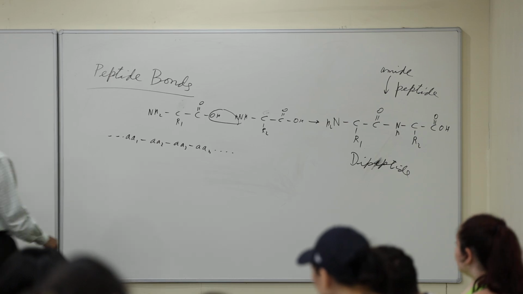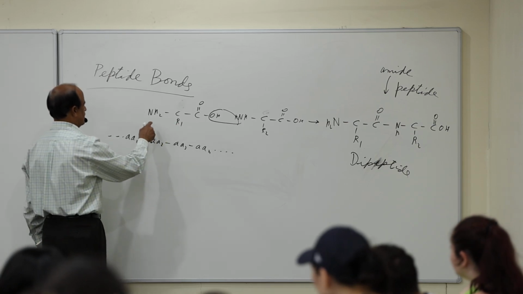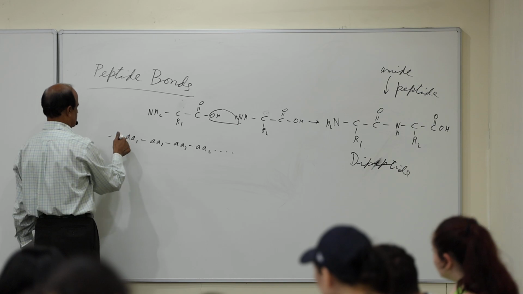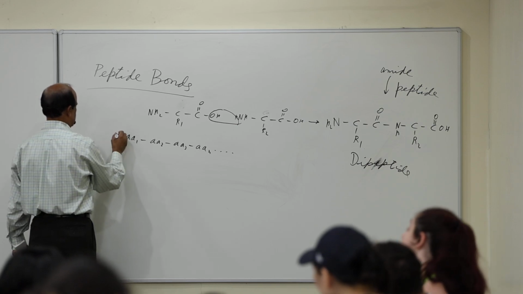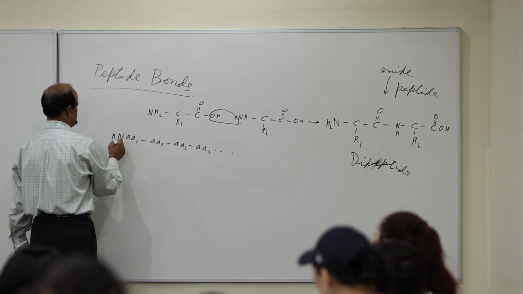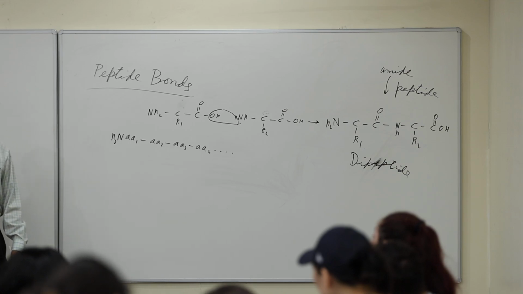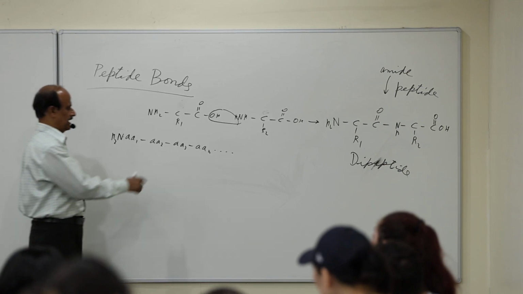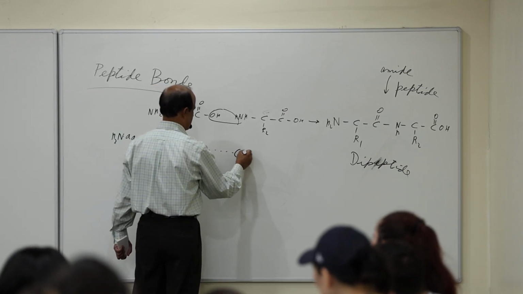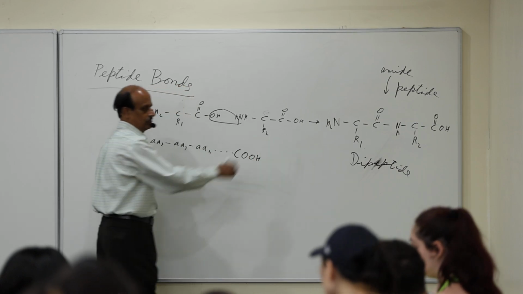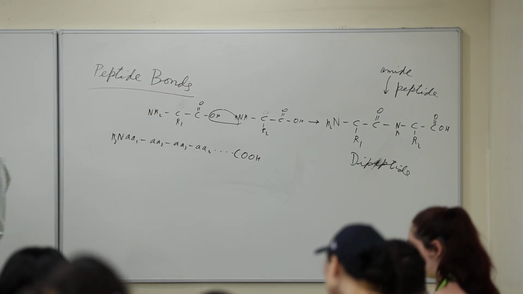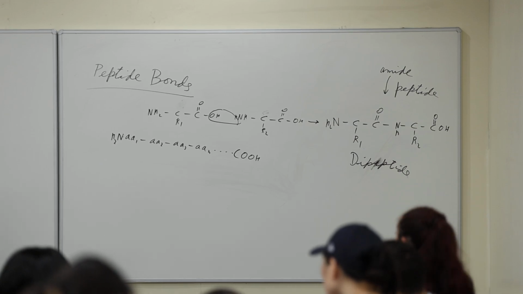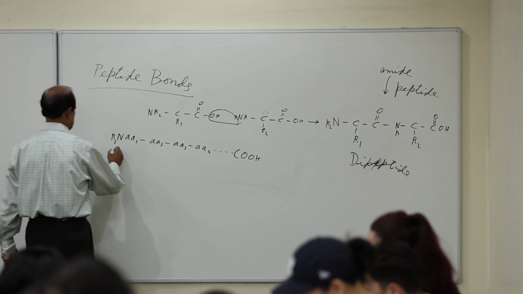So for all proteins, if you keep adding like this, the first amino acid will have an amino group that is not linked to anything else, and the last amino acid will have a carboxyl group that is not linked to any other amino acid. So this way a protein has a direction, and it is called the N terminus and the C terminus.